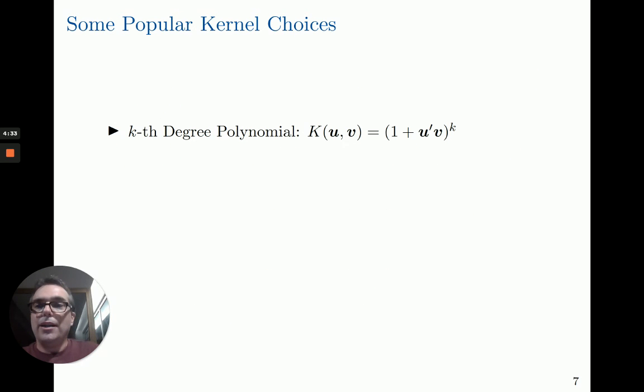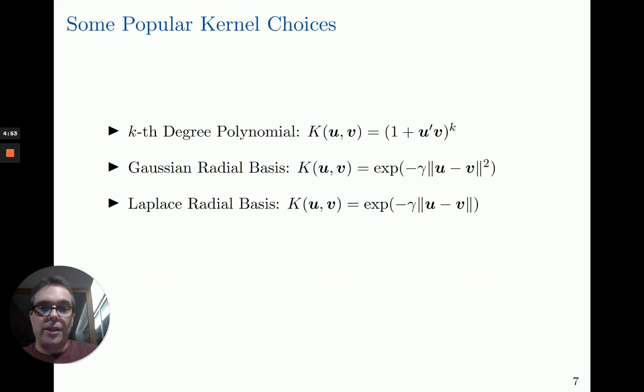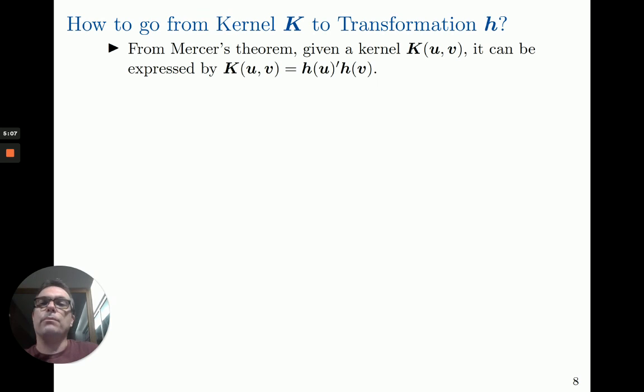This function h, in this nomenclature, is what we call the kernel eigenfunction. So for instance, for a kth degree polynomial, the kernel is just 1 plus u transpose v to the power of k. Then there is also the radial basis kernel, that's the exponential of minus gamma times the squared L2 norm of u minus v, and the Laplace radial basis, where there's no square, or neural networks, and so on and so forth. These are just examples of kernels that we can use with ridge. So it's a very flexible nonlinear form.